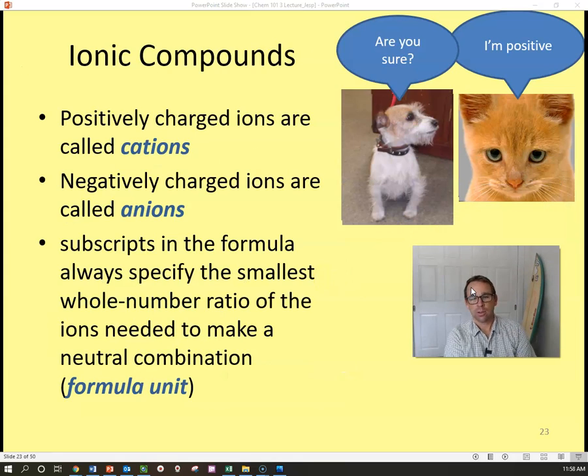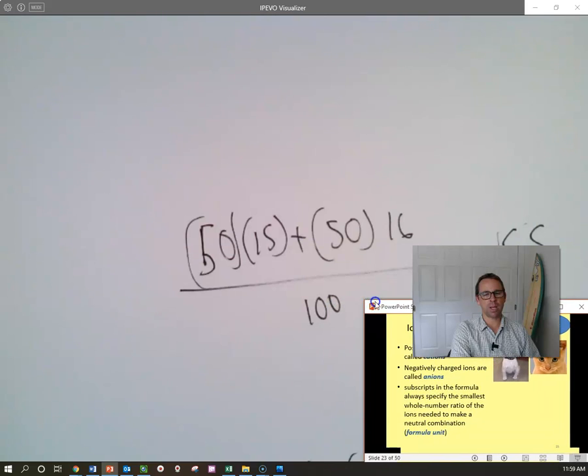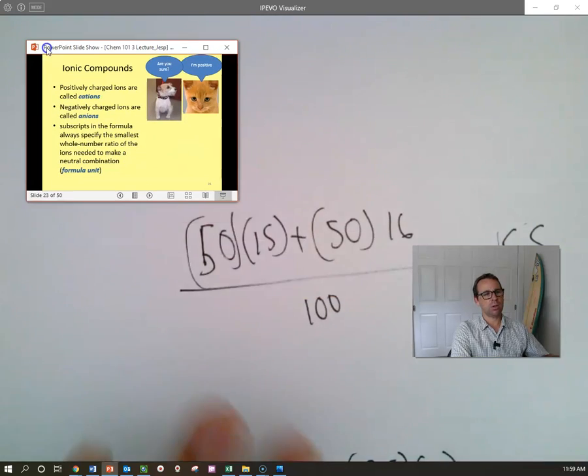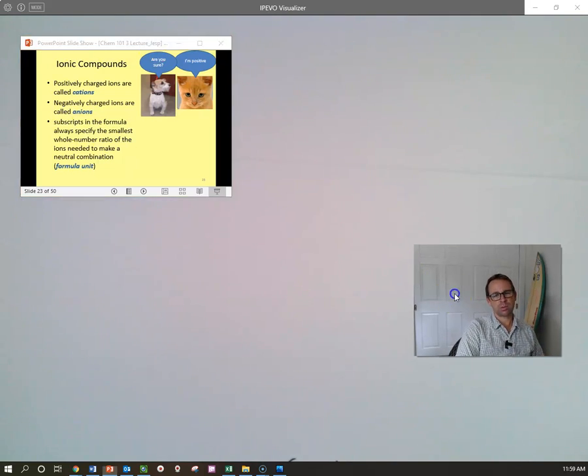Now, we talked about how ionic compounds are compounds where a metal and a nonmetal come together, but we haven't really talked about why they want to come together too much. We mentioned it briefly, but I want to have a conversation about why they come together. Why do metals and nonmetals come together to form ionic compounds? And this is pretty much the reason, right?